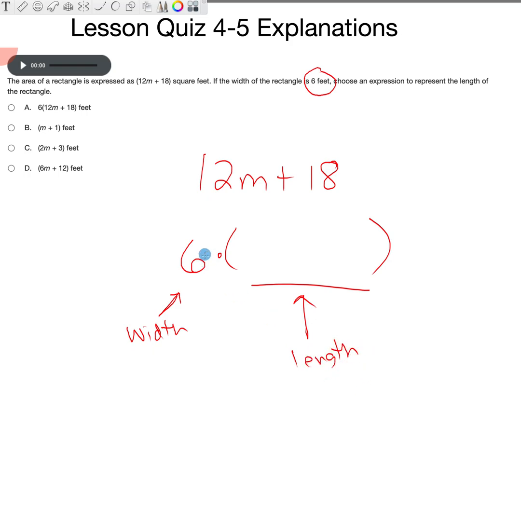So I have to calculate what that is, but if I look at that, really, that's just a 6 on the outside of some parentheses. It has been factored out. So if I take 12m and divide it by 6, I get 2m plus 18 divided by 6 is 3. So if 6 is the width, then 2m plus 3 is the length, and there is that choice right there. It asked me for an expression to represent the length. The length is the part that's still in the parentheses there if I factor the 6 out.